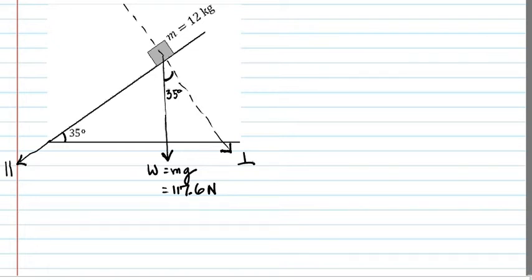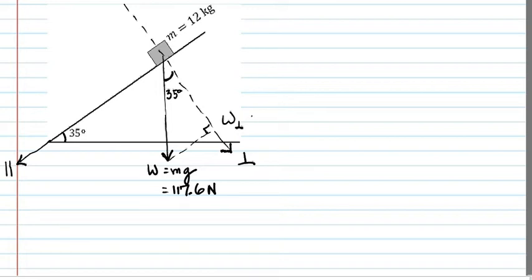The weight, as any force, can be broken down into components. The weight can be broken into a perpendicular component. If I draw coming straight across, in a 90-degree sense, straight across to that axis, this is going to be the perpendicular component of the weight.